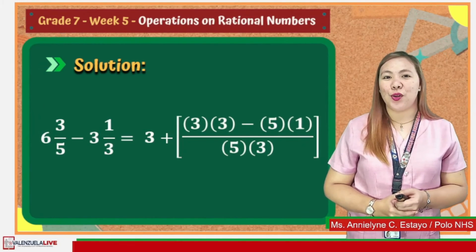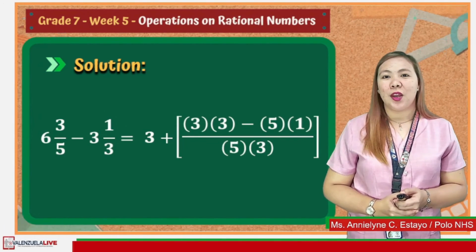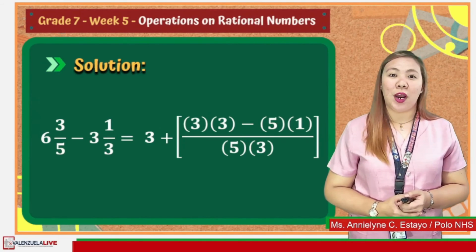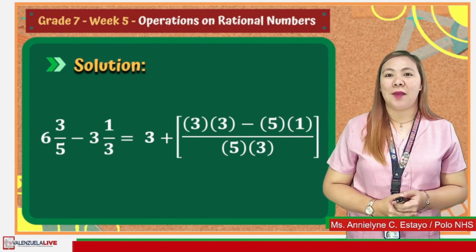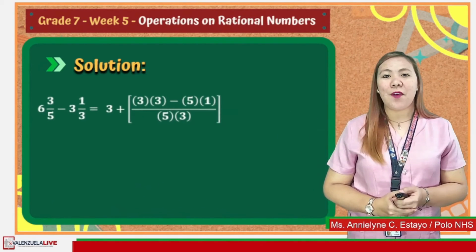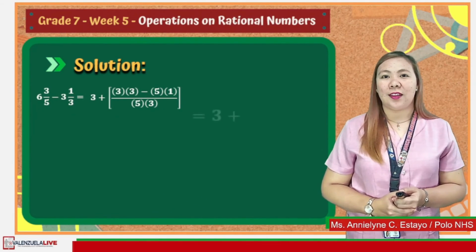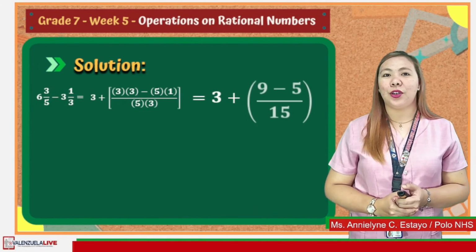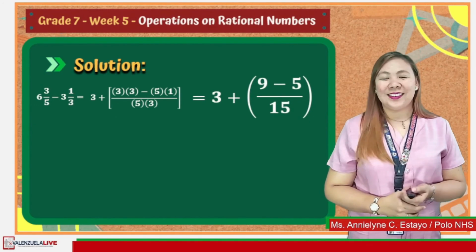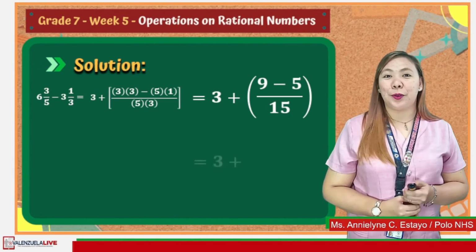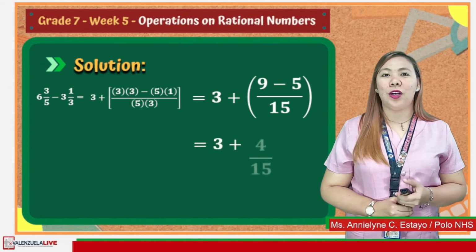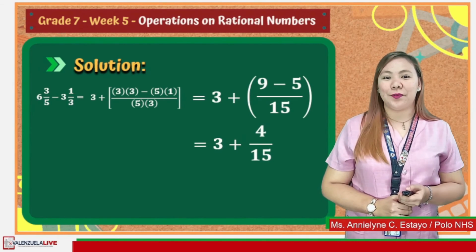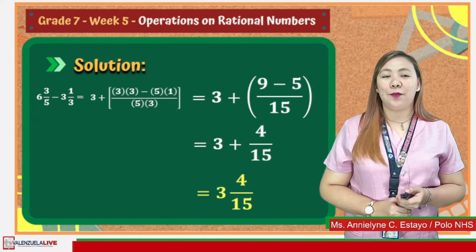Subtract the fractions using the butterfly method. We have 3 times 3 minus 5 times 1 all over 5 times 3. Simplifying the grouping, it gives 9 minus 5 all over 15. Simplifying further, the answer is 4 over 15. Adding 3 and 4 over 15 equals 3 and 4 over 15.